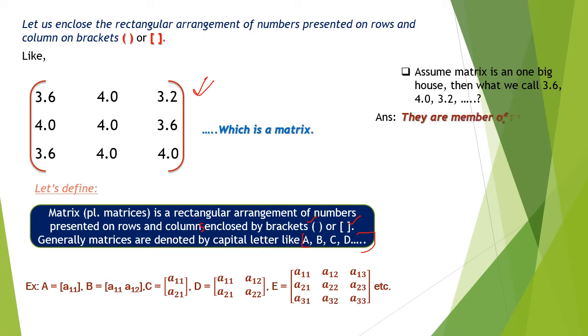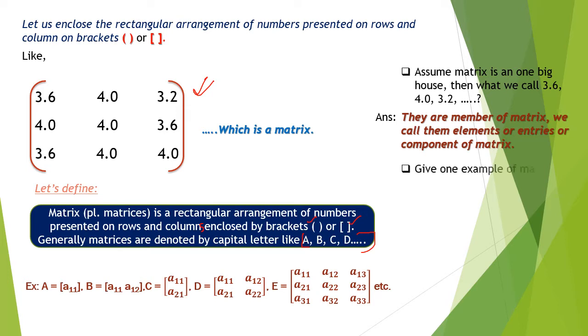They are family members, isn't it, in a house. If we live in a house, our father, mother, brother, sister, we all are family members. So the people who belong to a single house are family members. Likewise, these elements, 3.6, 4.0, 3.2, are the members of the matrix, or we call them elements, entries, or components of the matrix. Any term you can use.